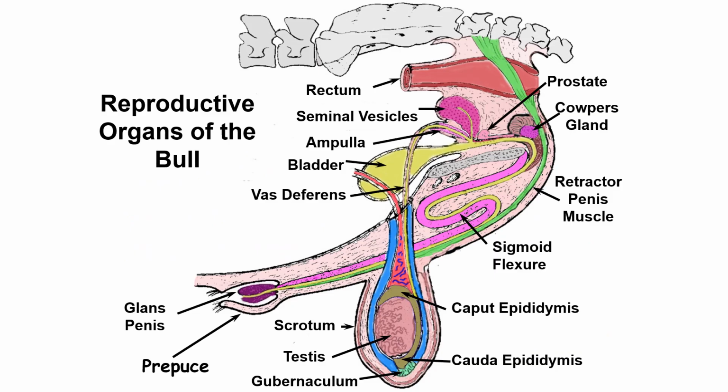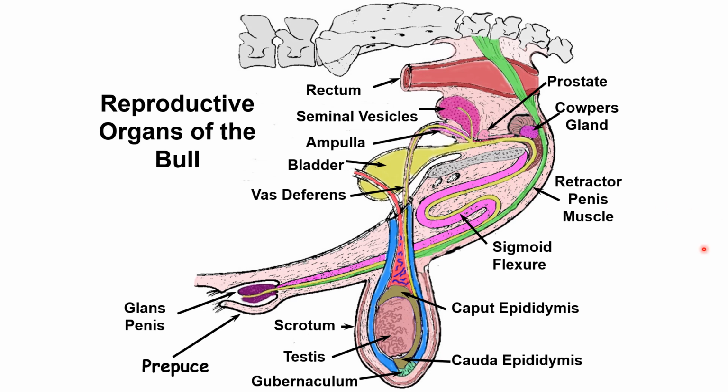This is the reproductive organs of the bull, showing the different parts coming from the testis. Here also the spermatic cord and the different structures, the accessory sex glands of the male. The bull penis is of course characterized by the presence of the sigmoid flexure, this S-shaped structure, and the penis is maintained inside the body of the bull by this structure, and this prevents the exposure of the penis to prevent injuries.